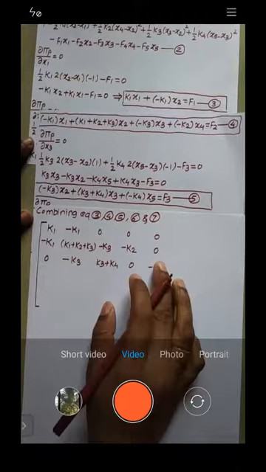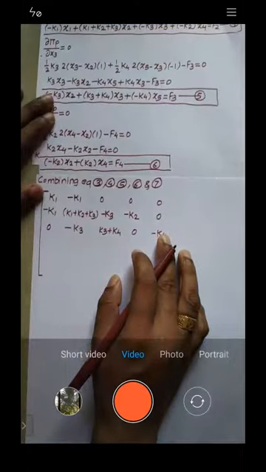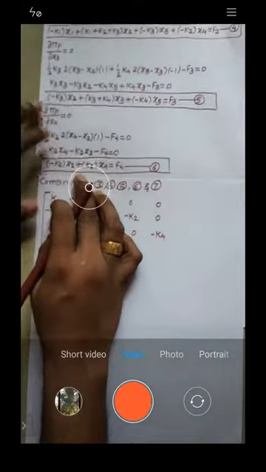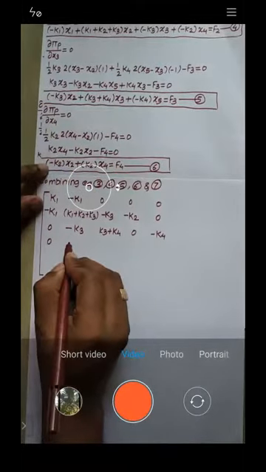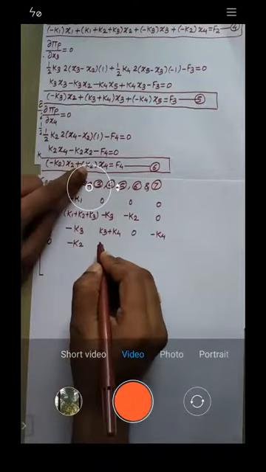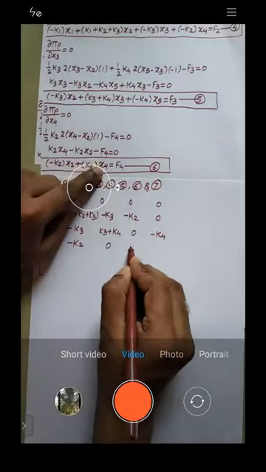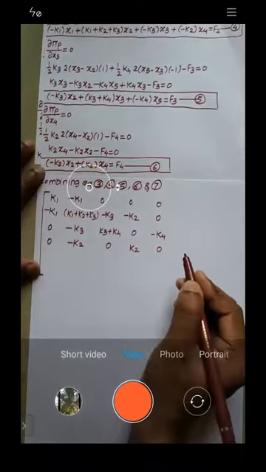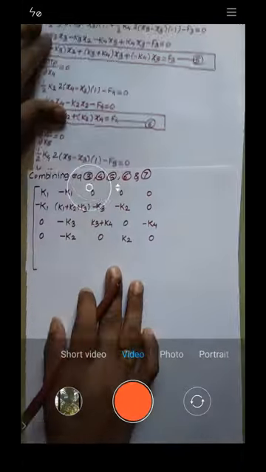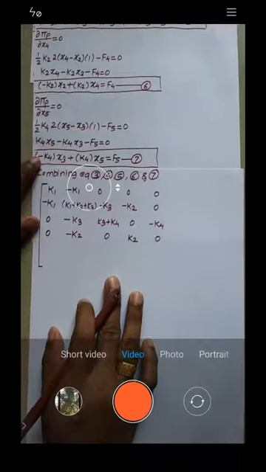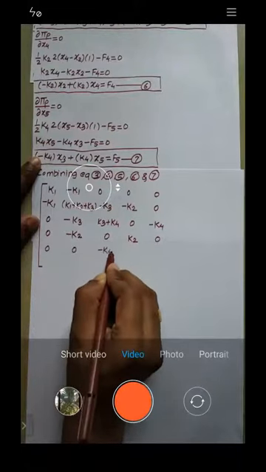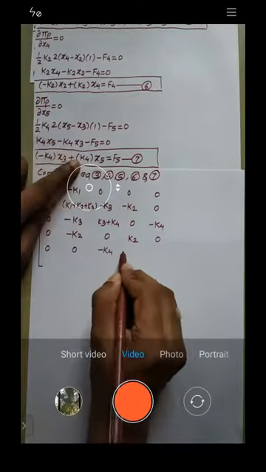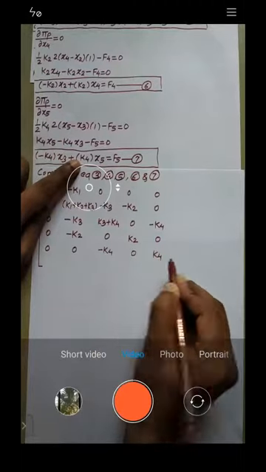Is it okay? Now go to the next equation. What is the coefficient of x1 you have here in this equation? There is none, that is 0. Coefficient of x2 is minus k2. Coefficient of x3, there is none. Coefficient of x4 is k2. Coefficient of x5 is 0. Now go to the last equation. Coefficient of x1, 0. Coefficient of x2, 0. Coefficient of x3, minus k4. Coefficient of x4 is 0. Coefficient of x5 is k4. Have you understood this one?